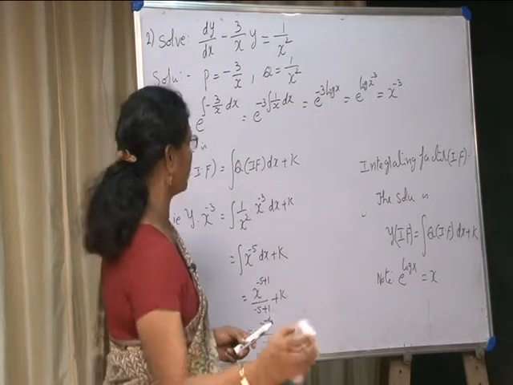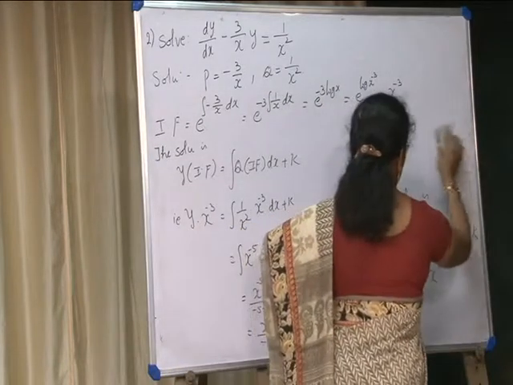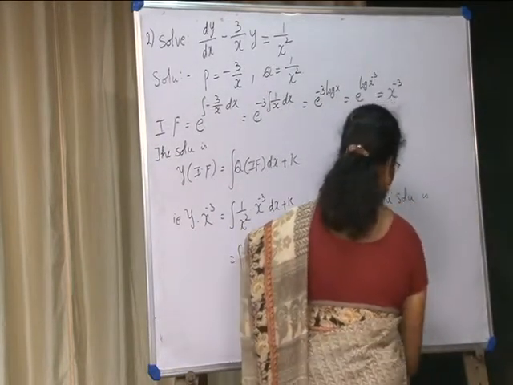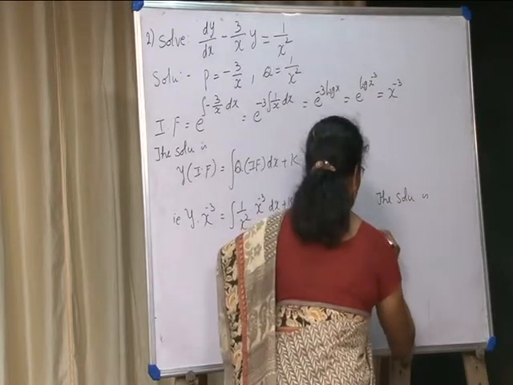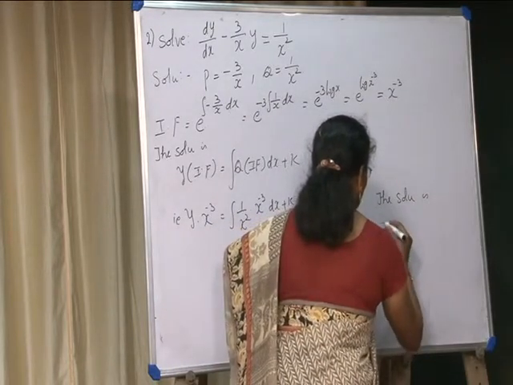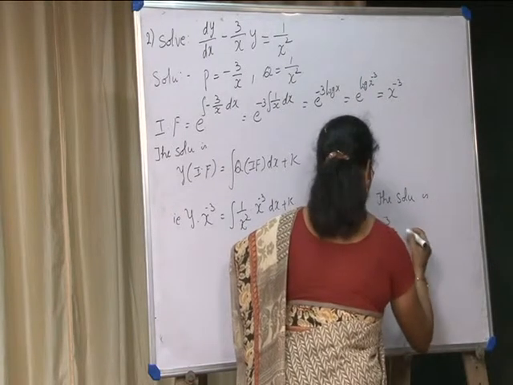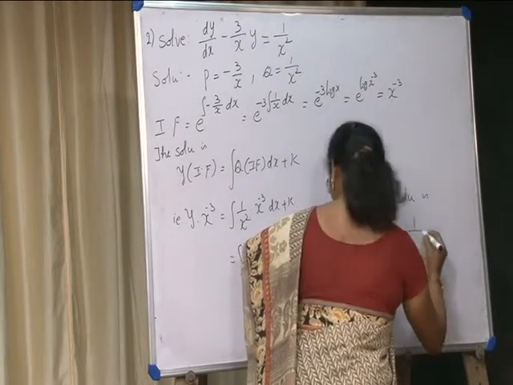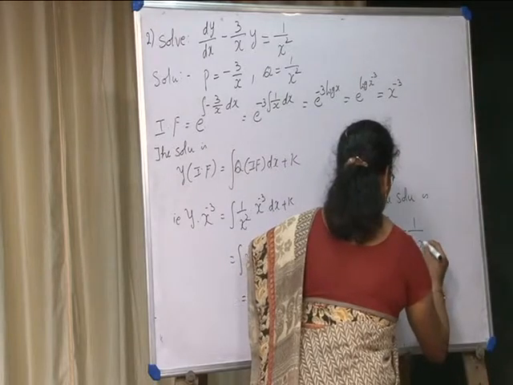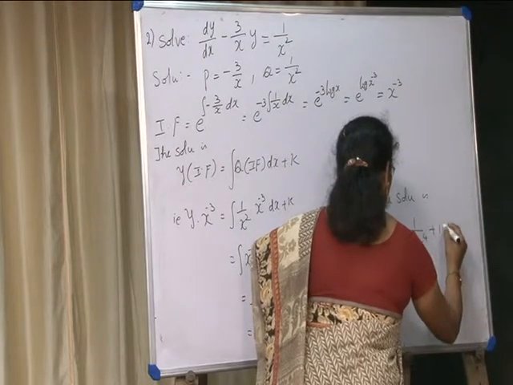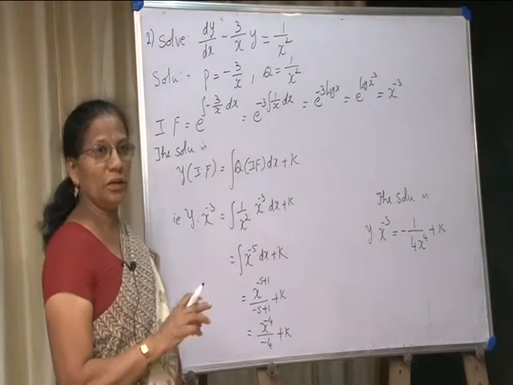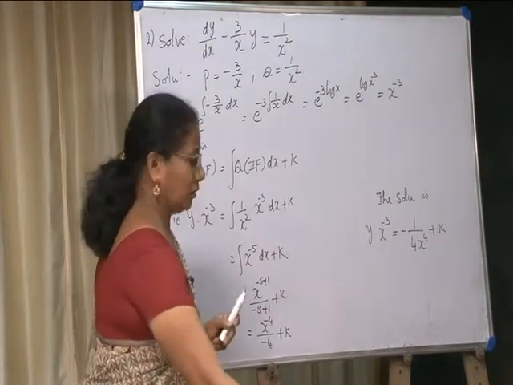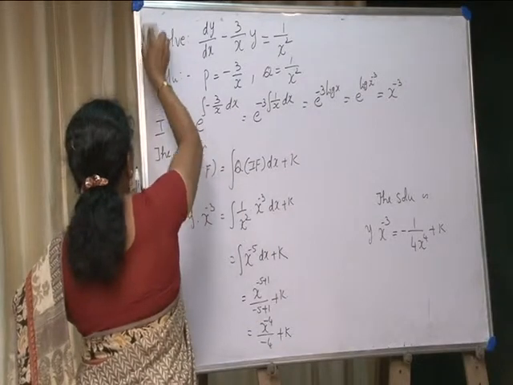Therefore, the solution is y into x to the power of minus 3. This is equal to minus 1 over 4x to the power of 4 plus k. This is the solution of this differential equation. Now we will take the third one.